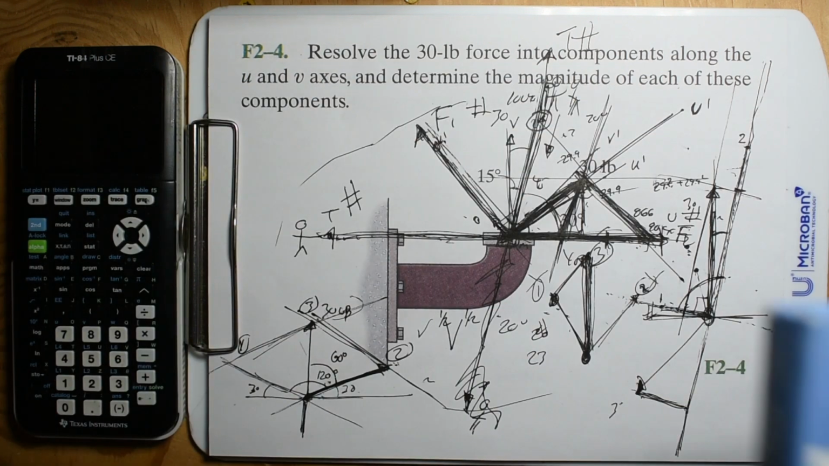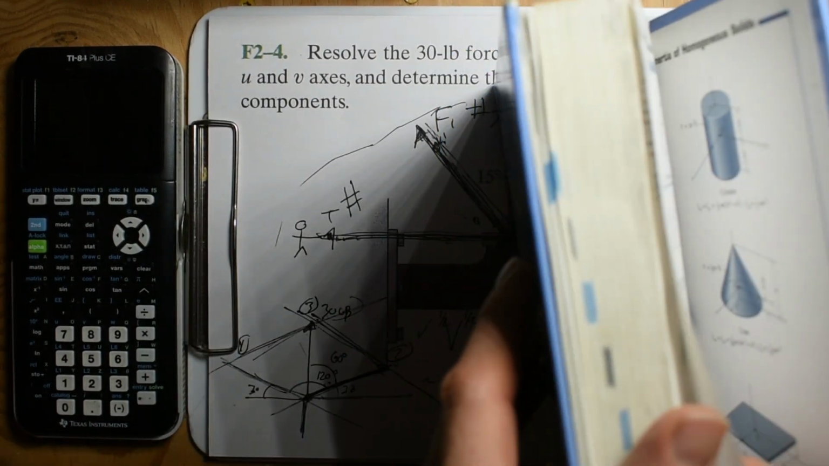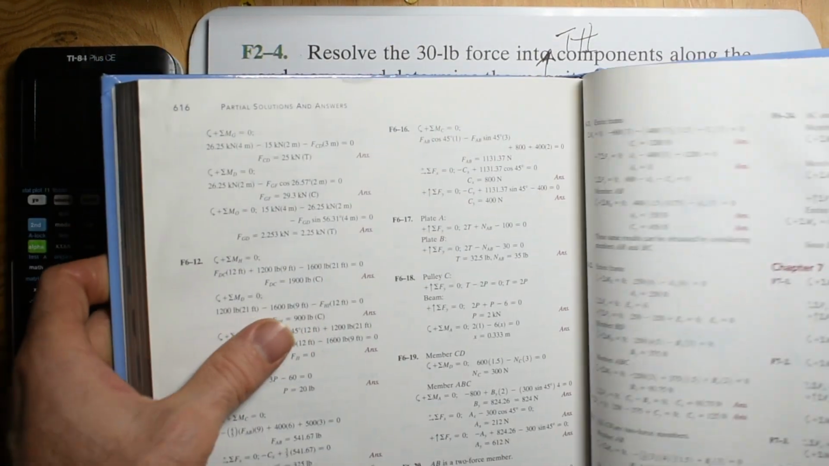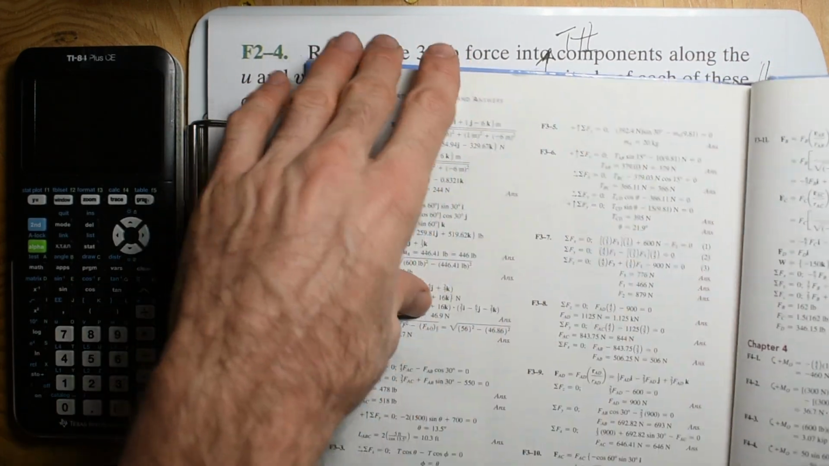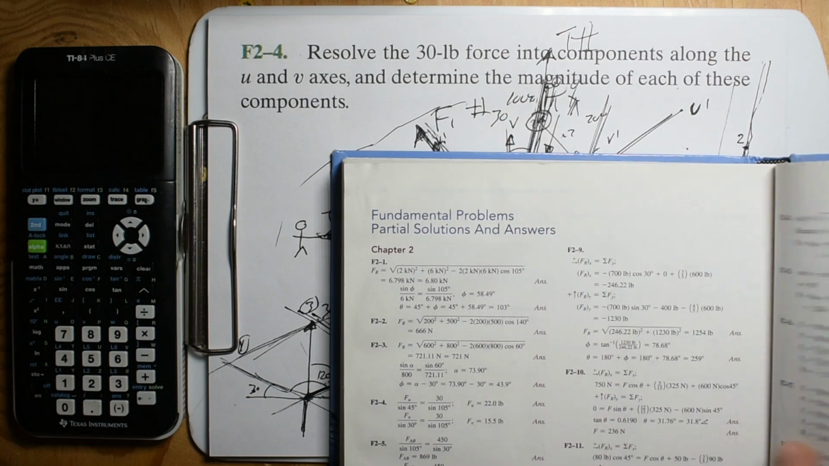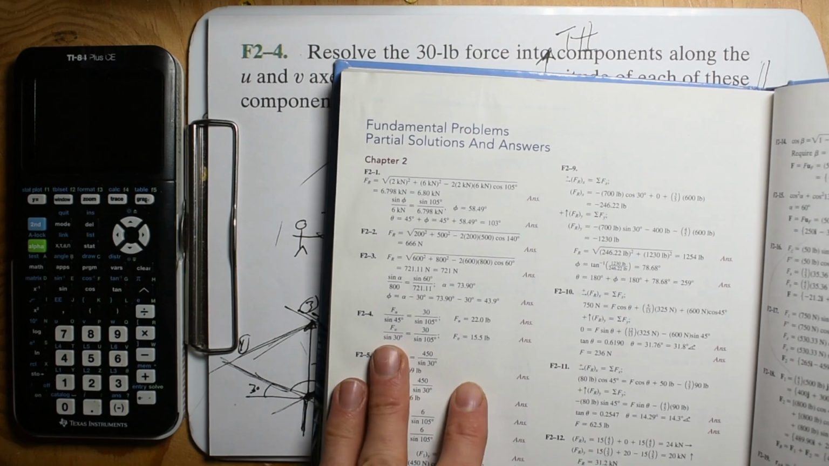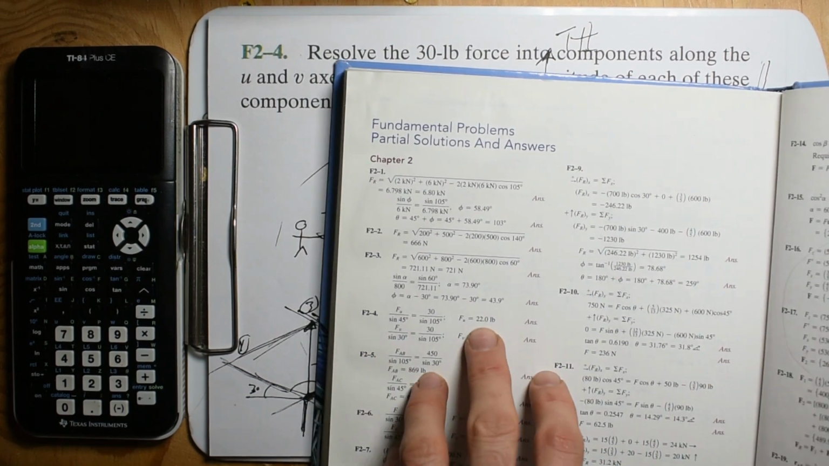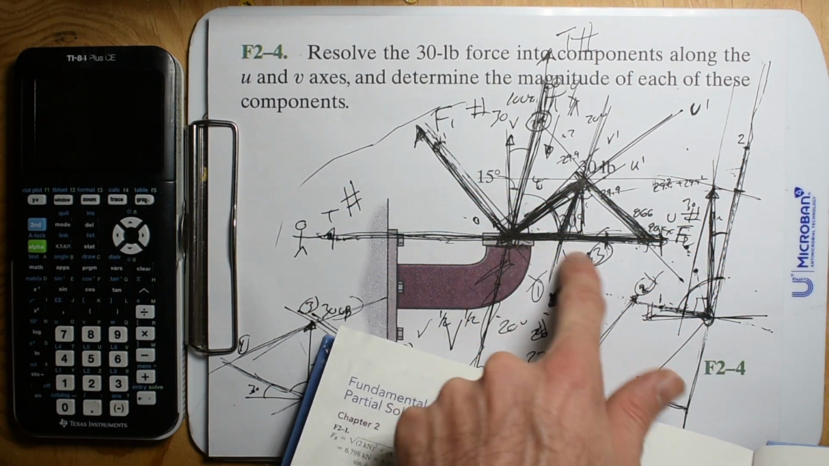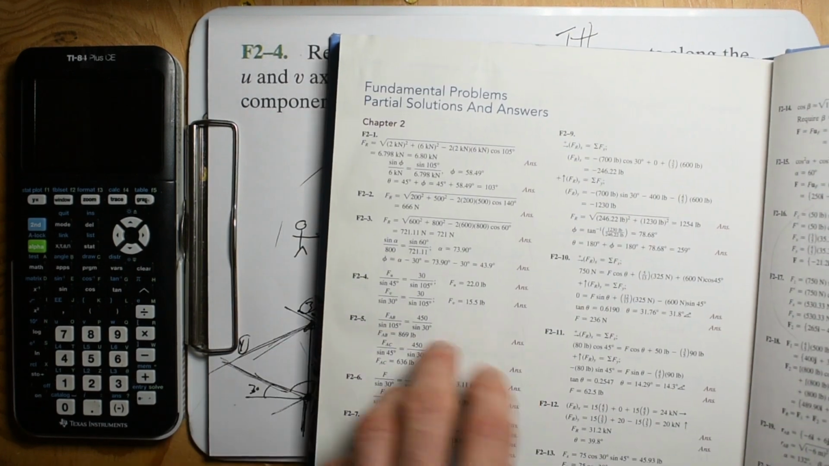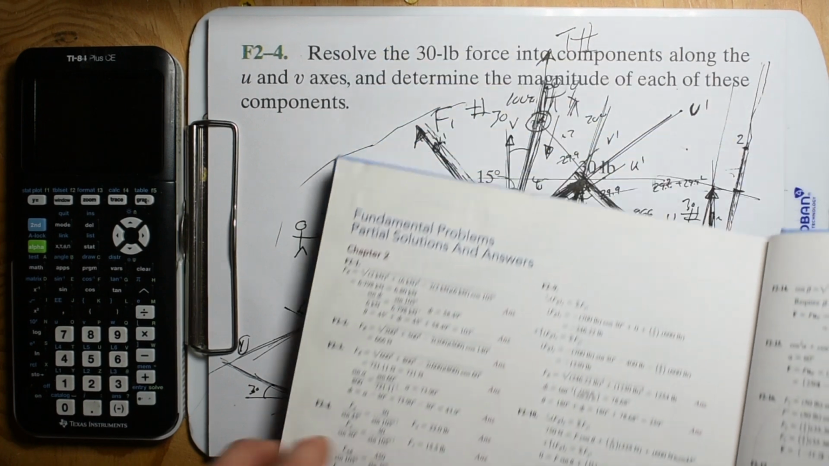Cool. I think I went over enough of that. I definitely learned something new, because resolving forces is one of the trickier things. So hell yeah, we got 22 in the direction of U. Okay, so it's a little bit different: 22 in U, and then 15.5 along the V direction.